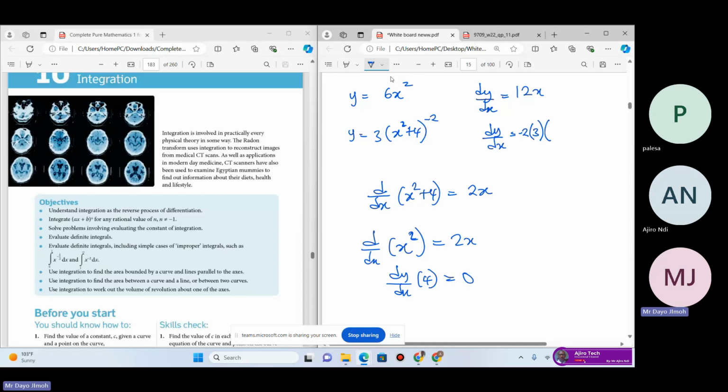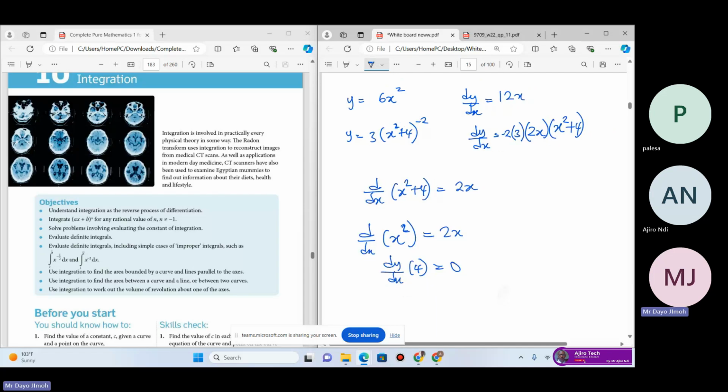So use this minus 2 to multiply 3, then multiply by the derivative of the bracket, which is 2x, then multiply by the bracket itself, x squared plus 4, raised to the power minus 2 minus 1. That power minus 1 is what? Minus 3, isn't it? Do you agree with me? So it becomes minus 3. Final answer becomes minus 6, no, minus 12x into x squared plus 4 raised to the power minus 3.